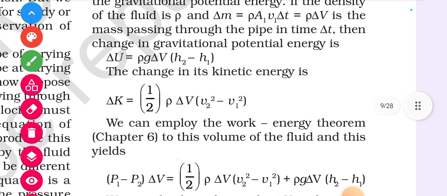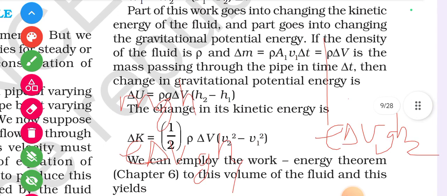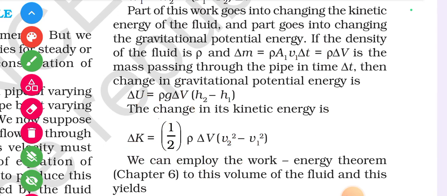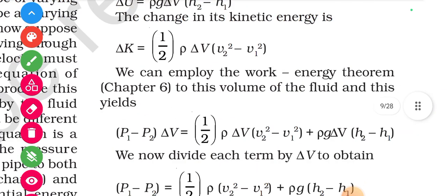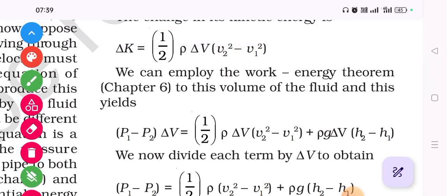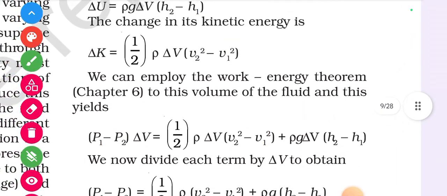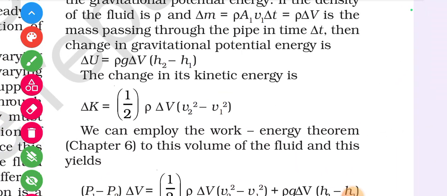Similarly for kinetic energy, the velocity will be different. What is kinetic energy? Half m v square, and mass we have written as rho delta v. So half rho delta v, times the difference of the squares of the two velocities, v2 square minus v1 square. Now we can employ the work energy theorem of chapter 6, that is, the work done is equal to the change in kinetic energy. The work done by the external force plus the work done by the conservative force is equal to the change in kinetic energy.